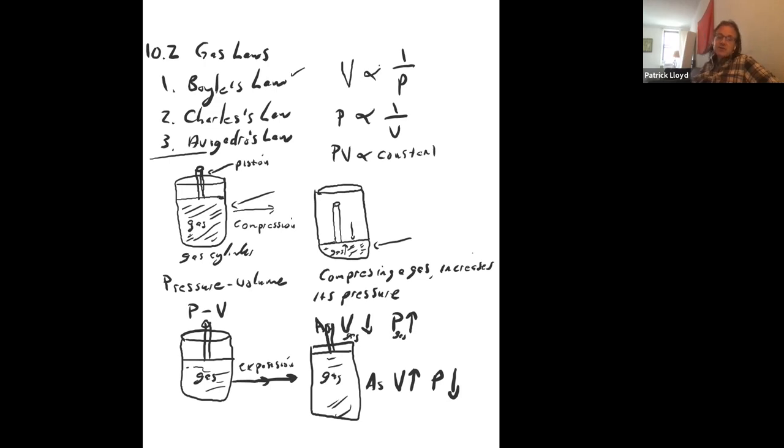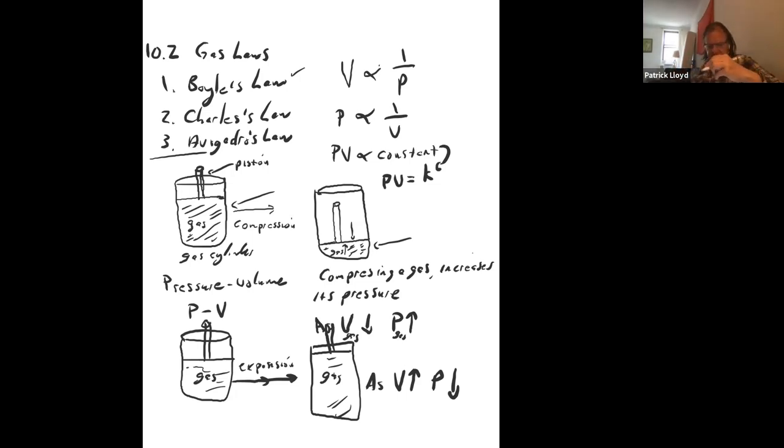So the pressure times the volume is constant, okay? So sometimes you'll see it that way. PV equals a constant. I'll put K for constant, okay? I guess you could call it Boyle's constant. But here's the practical use of it.